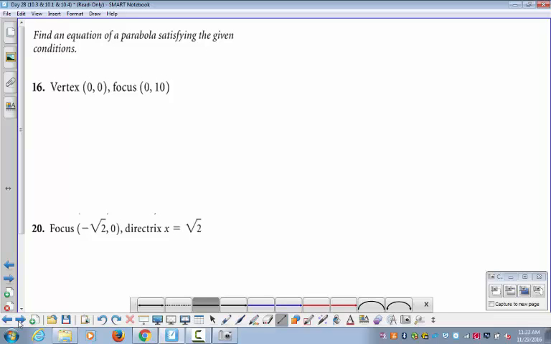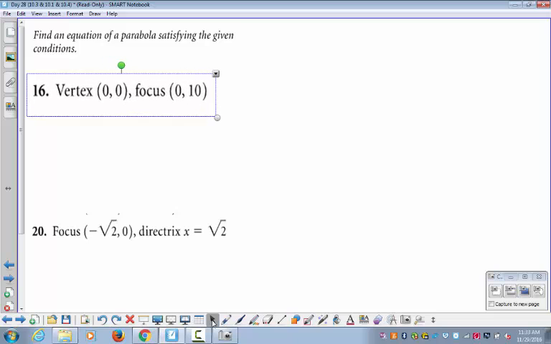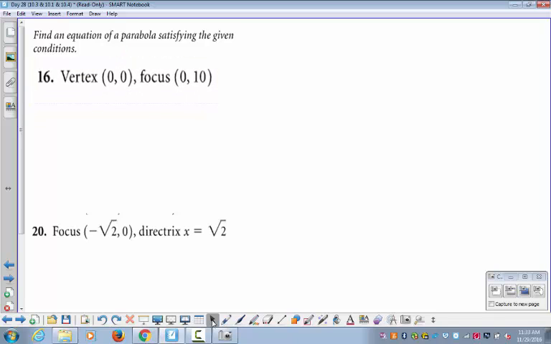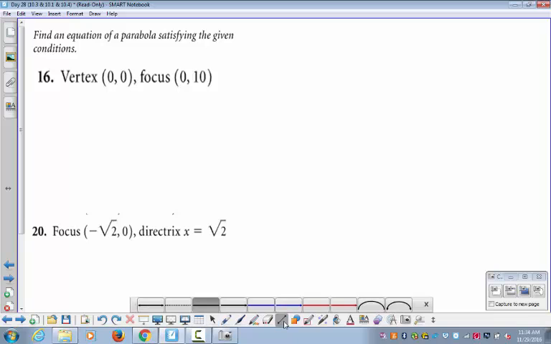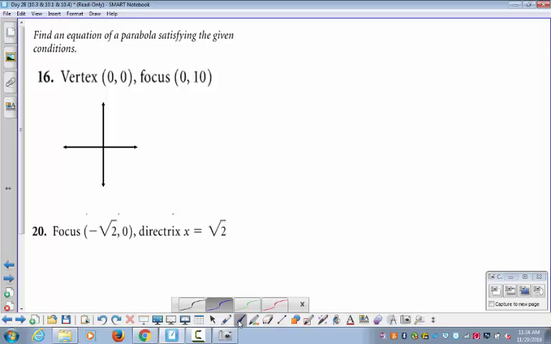Okay, so let's find the equation given this information. Draw a picture. Picture really, really helps. So we have that our vertex is at the origin. We have the focus is up at 0, 10. So the focus is up here at 10. So where's the directrix? -10. The directrix would be down here. It's the line y equals -10.